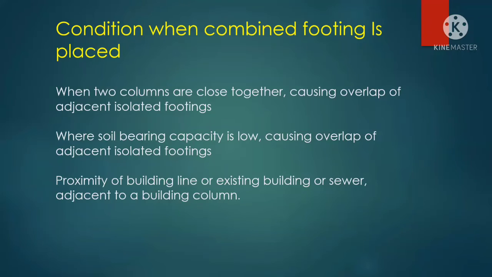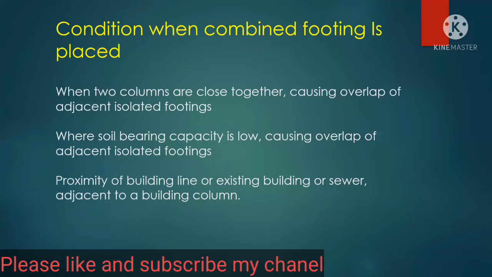For two columns, you need to provide one single footing. Second one is where the soil bearing capacity is low, causing overlap of adjacent isolated footings. Wherever there is a soil bearing capacity which is very low, that time also we have to provide combined footing. Proximity of building line, property line also you can say. If your footings are going on the property line, that time also we are going to provide combined footing.